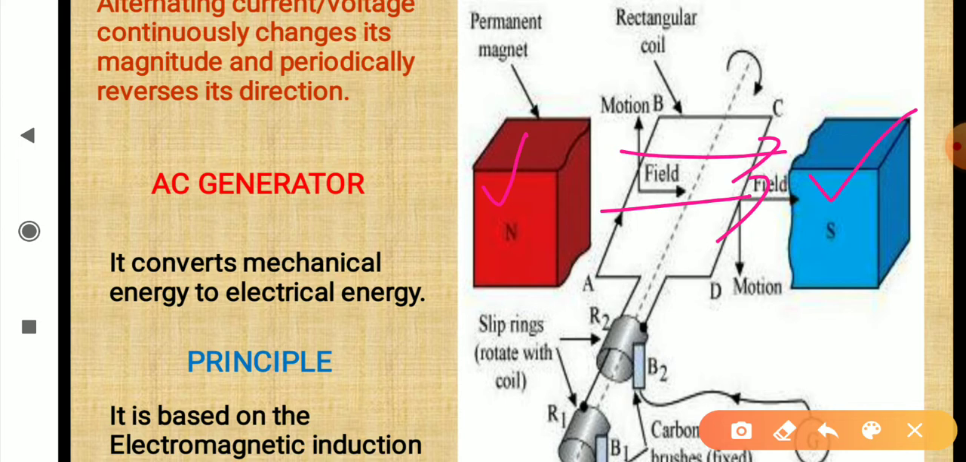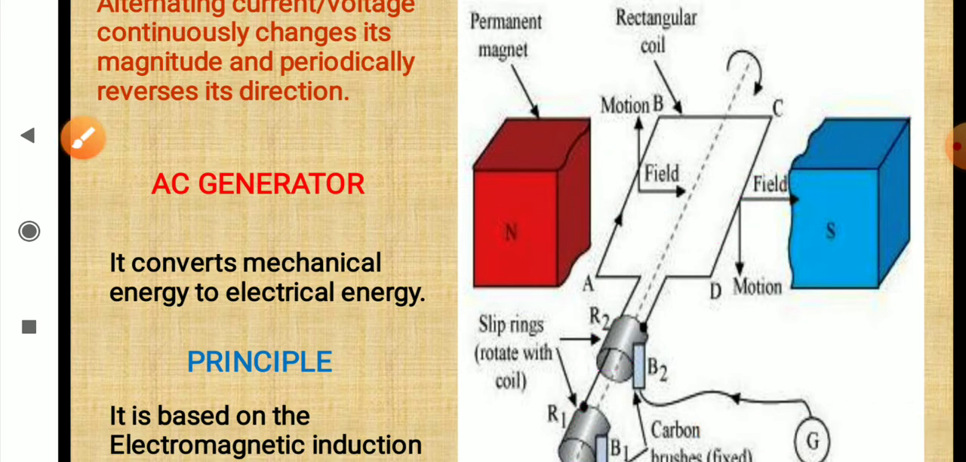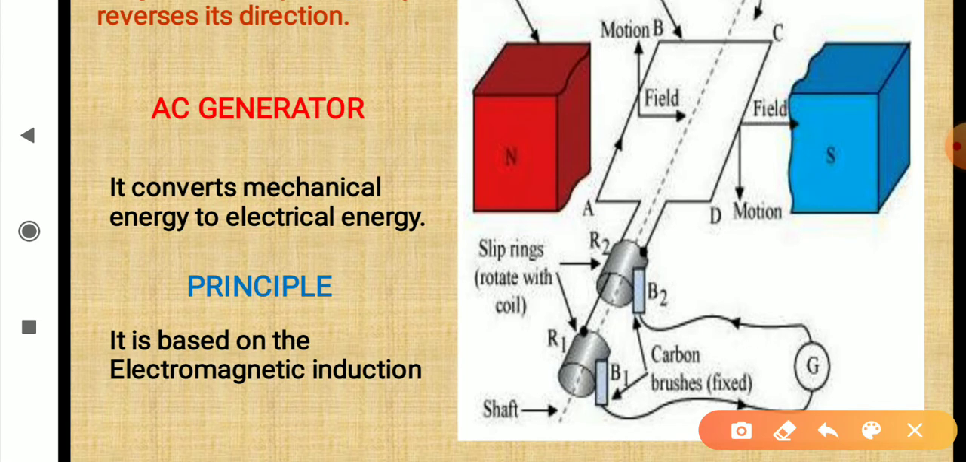The ends of the coil are connected to slip rings R1 and R2. Now what are slip rings? Just have a look here. We have slip ring R1 and slip ring R2. One end, like you see, the end starting at end A, passes through without touching R2. It is connected to R1. And the other end, which is coming from this D side, is directly connected to R2. And there is no connection between the wire coming from A and R2.